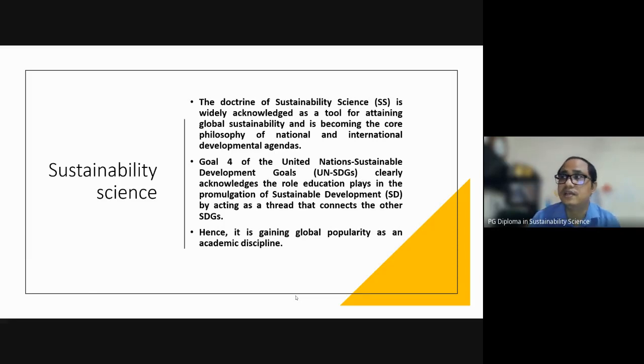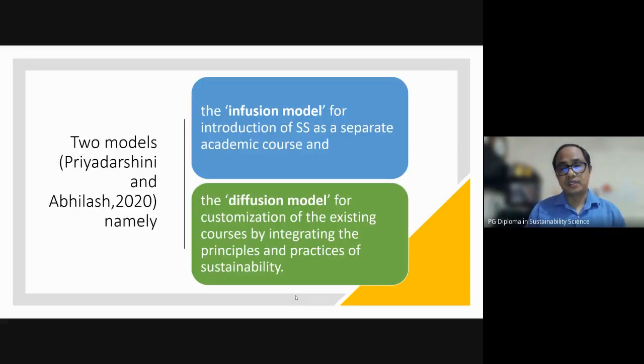You will find very easily that when different United Nations organizations, different international organizations, even different nations are implementing or framing new policies, they look through the lens of sustainability, right? So that shows that the doctrine of sustainability science is widely acknowledged. And sustainable development goal number 4 talks about quality education, right? Without education, you cannot achieve the UN Sustainable Development Goals by 2030. The way it is progressing, this discipline is now very popular across the world.